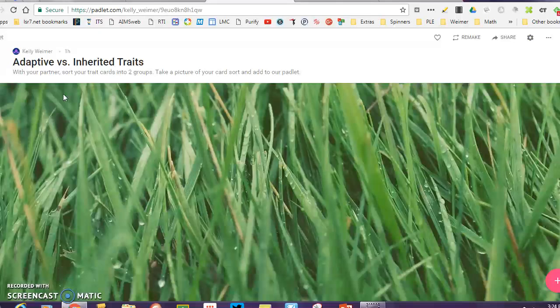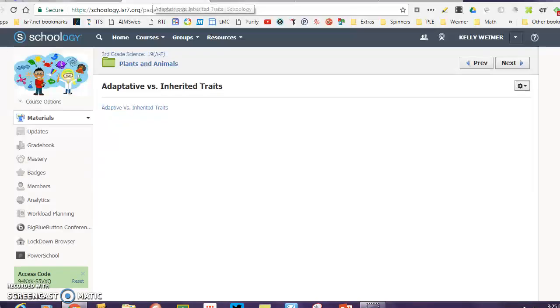And then what they're going to do with their Chromebook is once they have their cards sorted in their 2 groups, they are going to take a picture of the other card sort and then upload it to our Padlet. And then we're going to have discussions about why this group chose to put that trait in that group, or why do you think this trait was an adaptive trait, and why was this trait an inherited trait. So that is my plan for this Padlet.